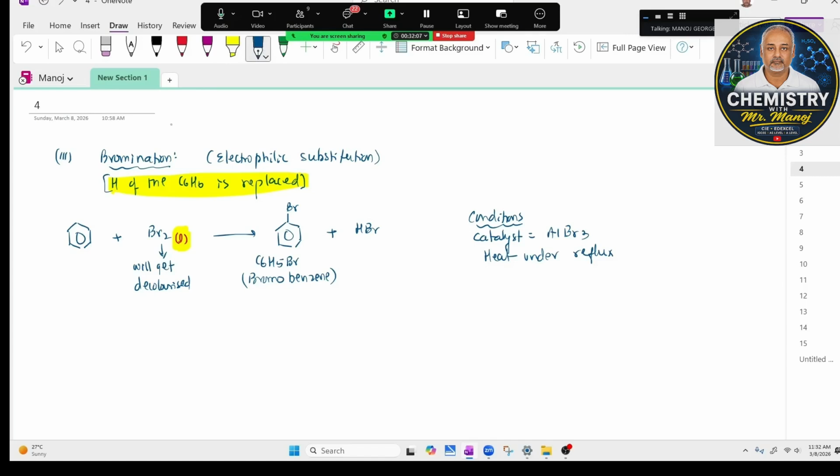This is not the mechanism, we're just doing the reactions. If you have any questions, let me know. If you have no questions, could you please type NQ? No questions, please.